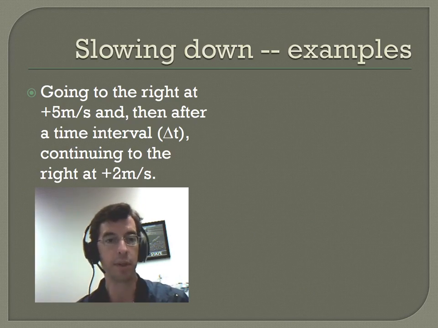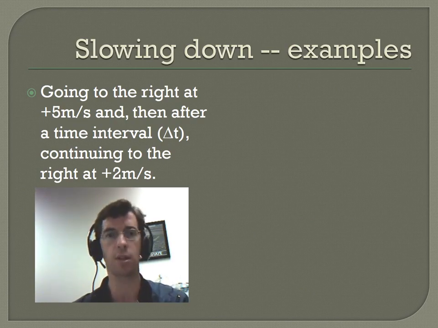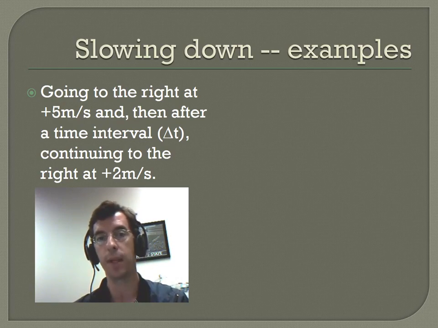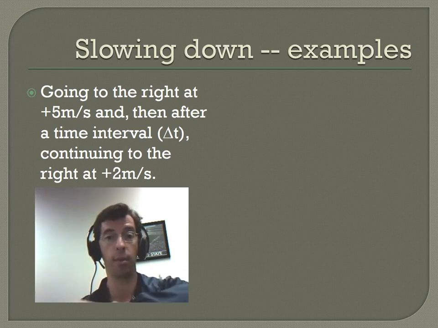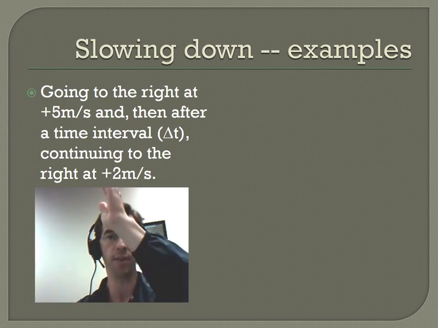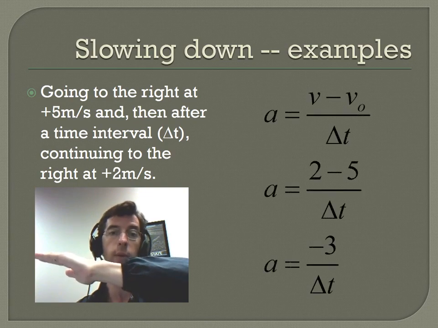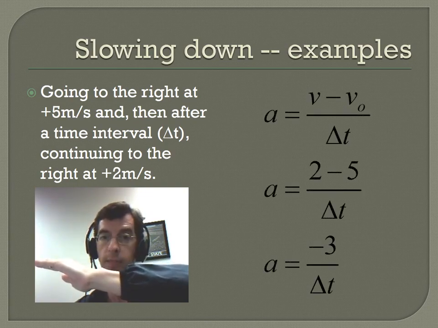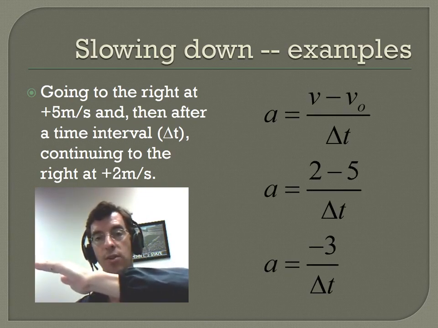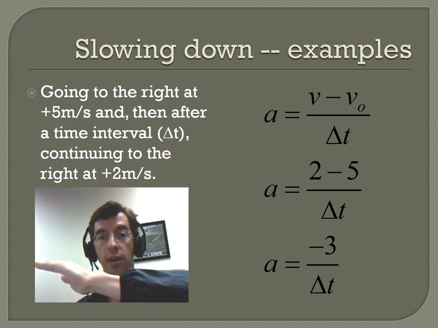Let's try this one. So now we have an object that's going to the right at positive 5 meters per second, and then sometime later, it winds up going at positive 2 meters per second. So it's still going to the right, but it's not going as fast, right? So again, let's use our speedometer. Remember, this is 0. So positive 5 is this. This is how we start. And then sometime later, we're still moving to the right at 2 meters per second, but we're not going as fast.